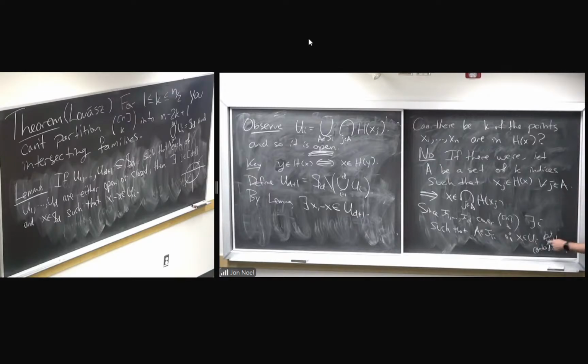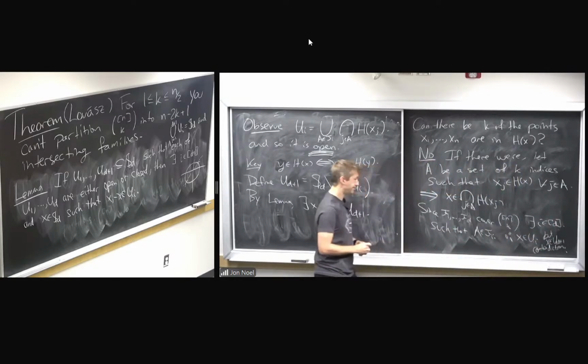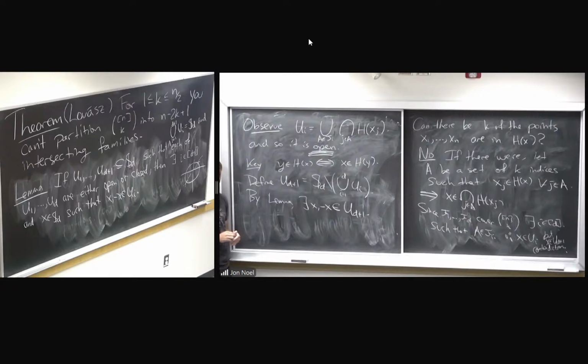So x can't be in U_i because it's in U_{d+1}. U_{d+1} is literally the complement of the union of the U_i's. So there exists an i, I should say, between 1 and d. It's a really subtle contradiction, I think. But any questions about that?